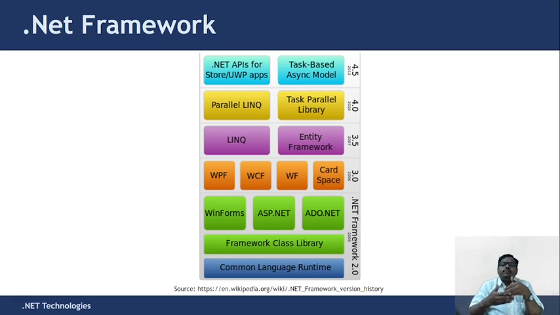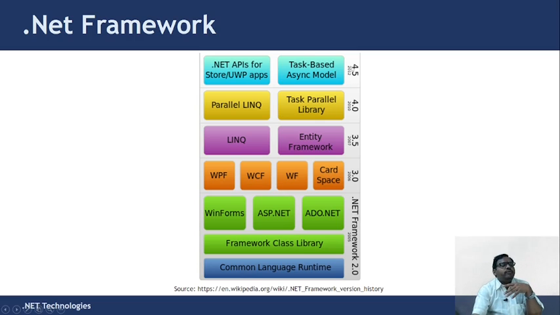Above this, as and when the frameworks were improved and enhanced, there are some more components that get added. In Framework 3.0 that was released in 2006, we can see there are some more components. In .NET Framework 3.5 that was released in 2007, you can see LINQ and Entity Framework that was added as additional components. In 4.0, Parallel LINQ and Task Parallel Library. These enable application development for parallel programming.